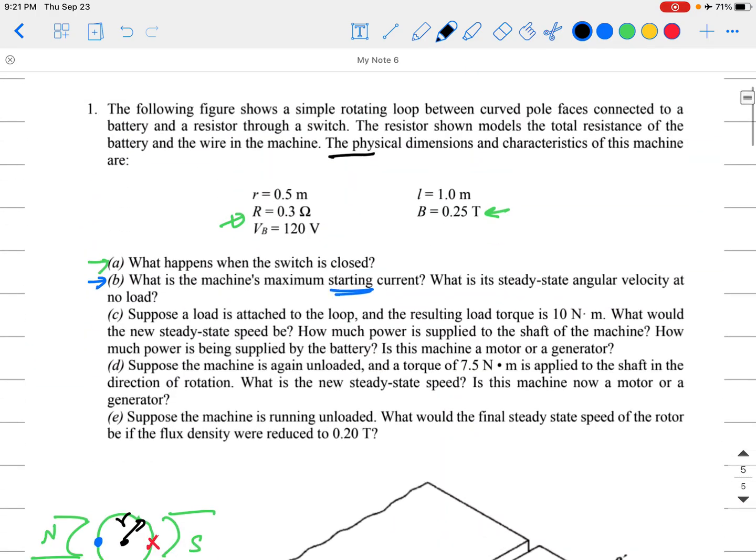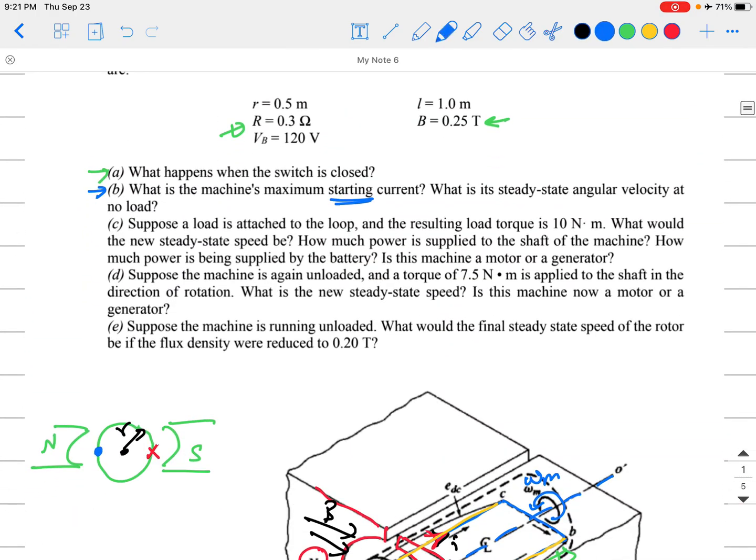Okay. So number C is saying: suppose a load is attached to the loop. Now we have a mechanical load attached to the shaft, and the resulting load torque is 10 Newton meters. It's not no load anymore. What will the new steady state speed be? That's a good question, because if you apply a mechanical load, it will act like some sort of brake. You are braking the motor. If the motor is working at no load, it will be working at a high speed, but if you apply a load to it, it will brake it a little bit, so you're expecting the speed to go down.